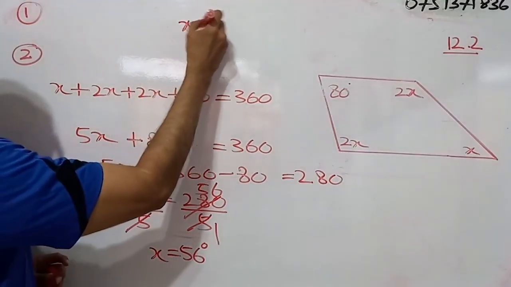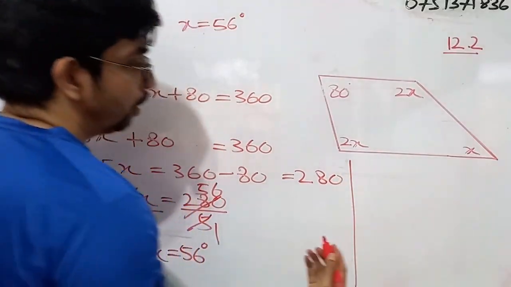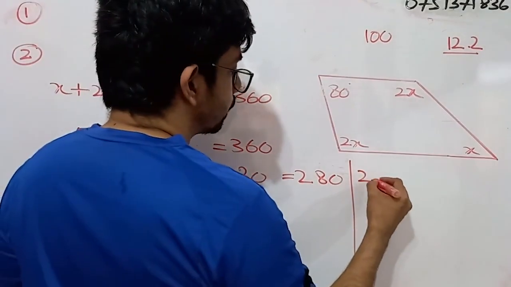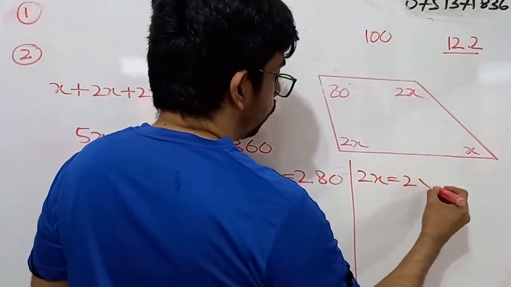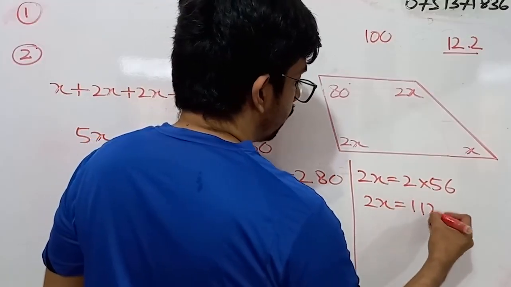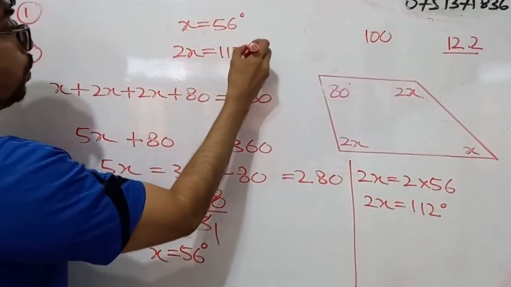So x is 56 degrees, and also we need to calculate the value of 2x. So we need to calculate the value of 2x. That is 2 into 56. So 2x is equal to 112 degrees. So 2x is equal to 112 degrees.